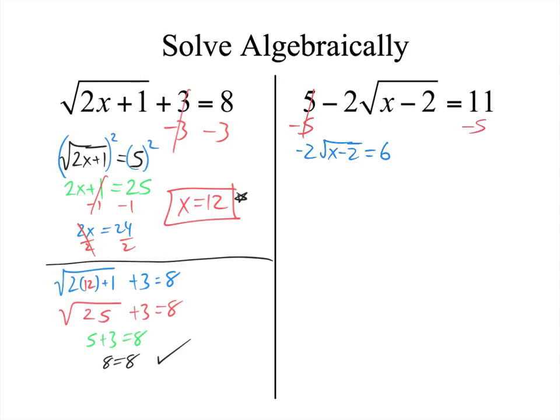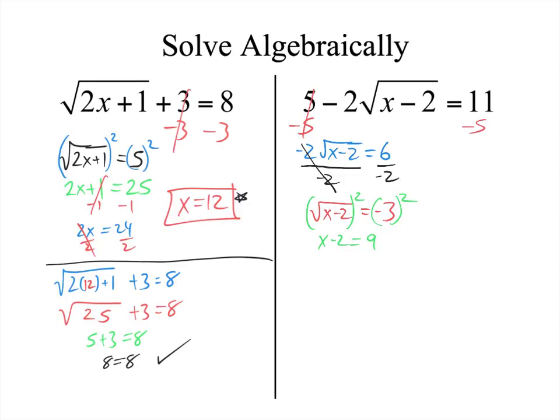Next step is we got to get rid of that negative 2 on the outside. We divide by negative 2. So what I now have is the square root of x minus 2 equals 6 divided by negative 2 is negative 3. All right, so our next step is to get rid of that square root. To get rid of the square root, we are going to square. It's the inverse operation, which leaves us with x minus 2 equals negative 3 squared is 9.